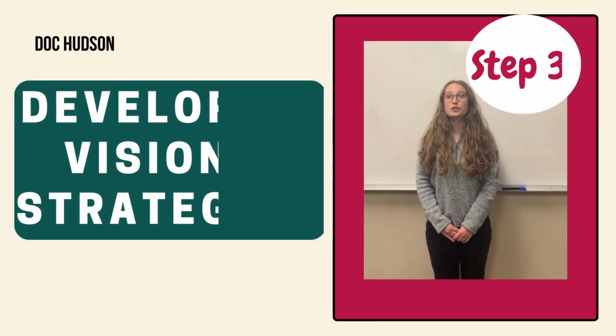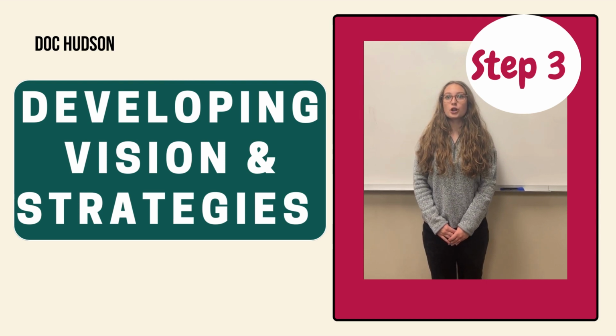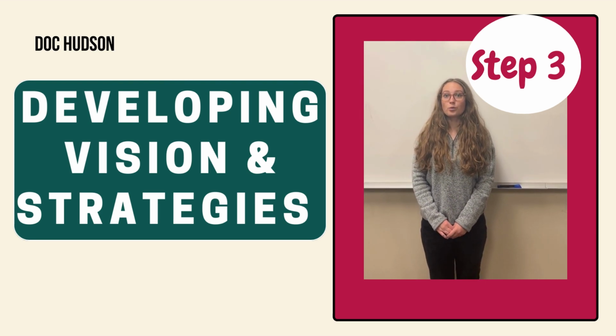The third step is to create a vision for change. During this step, create a big picture of what the organization is going to look like after the change is implemented. Make sure to align the vision with the central goal and vision of the organization.